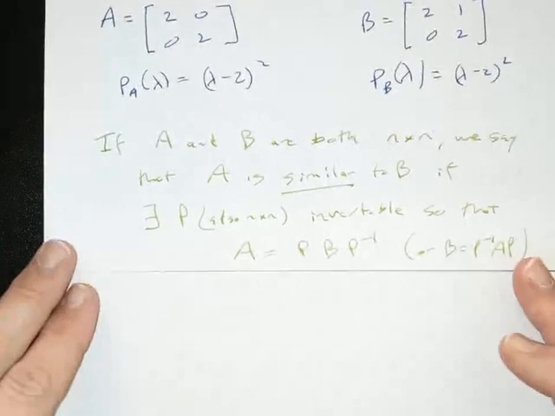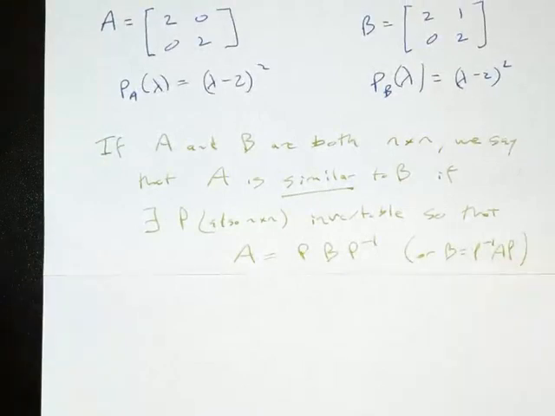If A and B are both square matrices, I say that A is similar to B if there's some other invertible matrix, such that when I multiply by that matrix on one side and its inverse on the other, I can turn one matrix into the other. This is a way of connecting different matrices with each other.